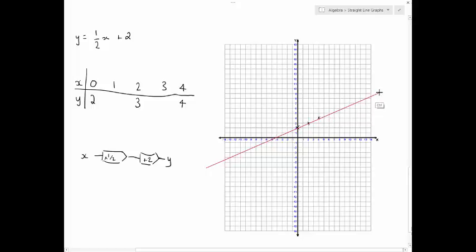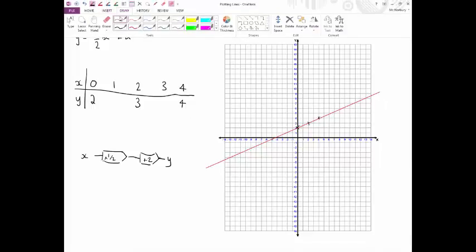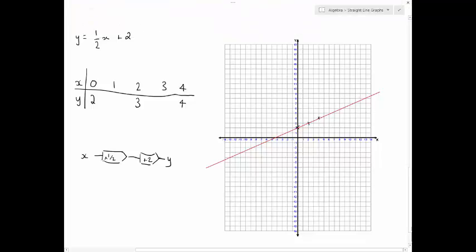Let's see now. That's pretty close enough. And here we go. Let's label it y equals a half x plus 2. So there we go. Sometimes it's easier to miss odd ones out.